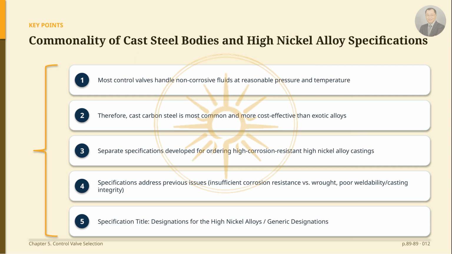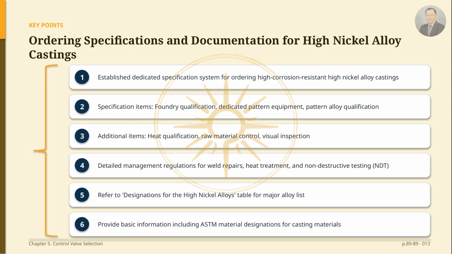The relevant designations are organized under the designations for the high nickel alloys title and the generic designations column of the table. I would like to explain that high corrosion-resistant cast materials, such as high nickel alloys, require separate and strict specifications from the ordering stage in valve body material selection.